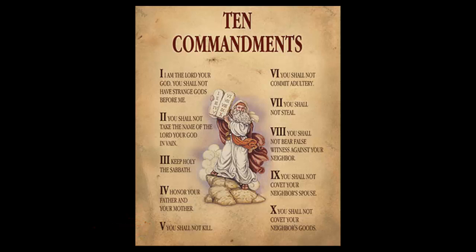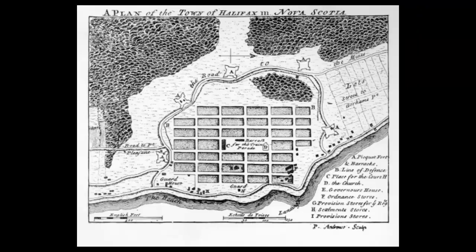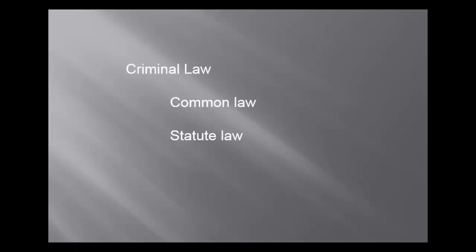May and Phillips raise a variety of interesting questions in their analysis of homicide rates in Nova Scotia in the period between 1749 and 1815. Since Halifax was a British colony, it used English criminal law to deal with homicide cases. English criminal law is comprised of both common law and statute law.